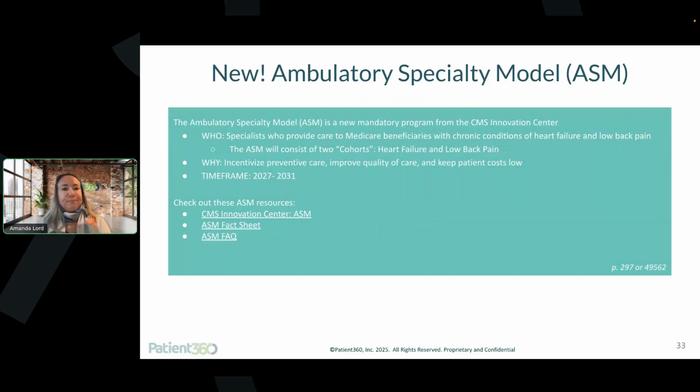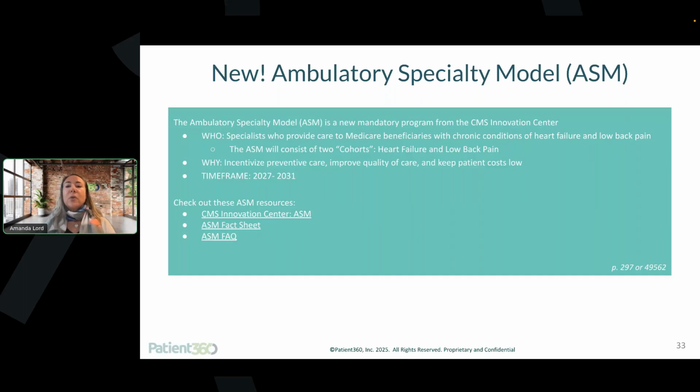Okay, so the ASM model. The CMS Innovation Center has indeed finalized its new 5-year mandatory ambulatory specialty model. It's confirmed to begin for 2027. We'll talk more about this. As finalized, it's a mandatory program. It's not optional. That was finalized.